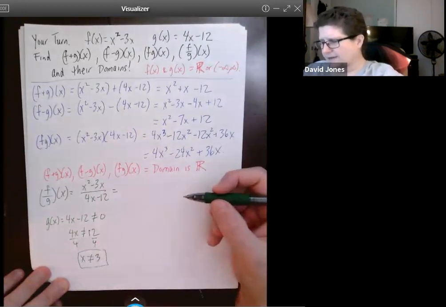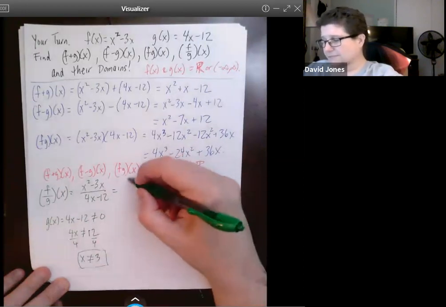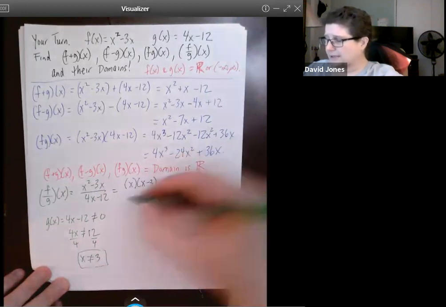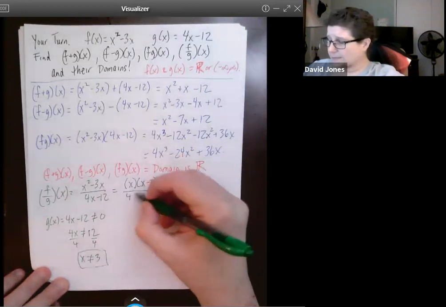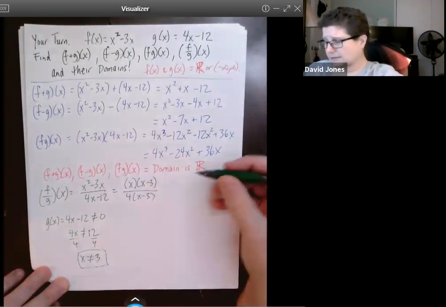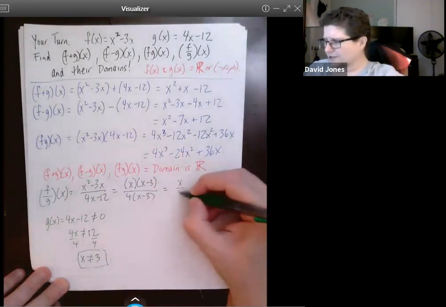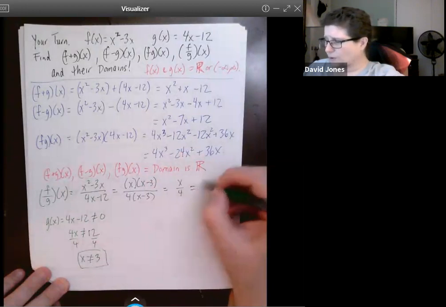If I factor this, this does clean up. You should always factor it to check. x times x minus 3 is the numerator, and I've got 4 times x minus 3. The x minus 3's cancel, and I'm just left with x over 4 or 1/4 x.